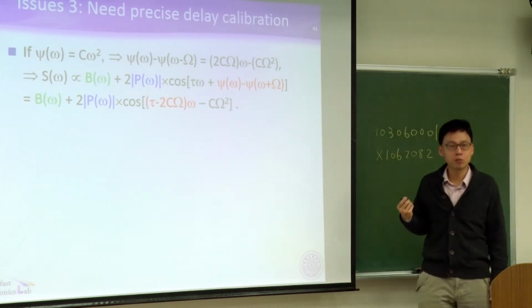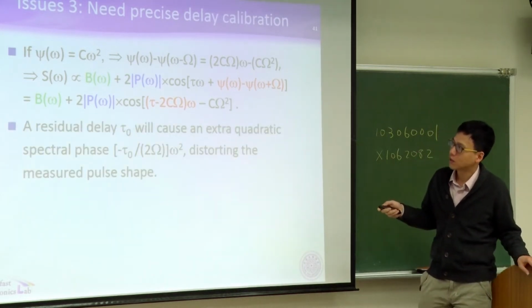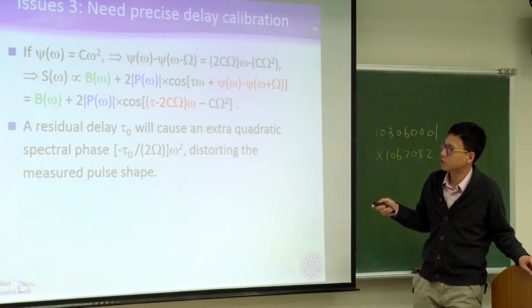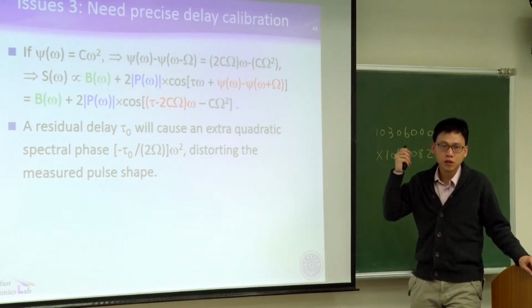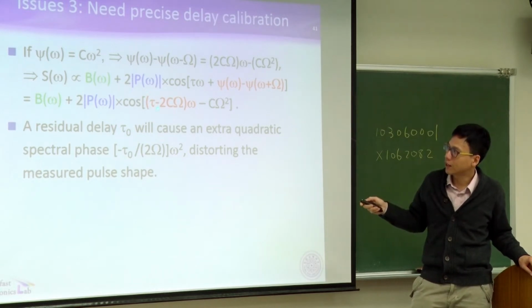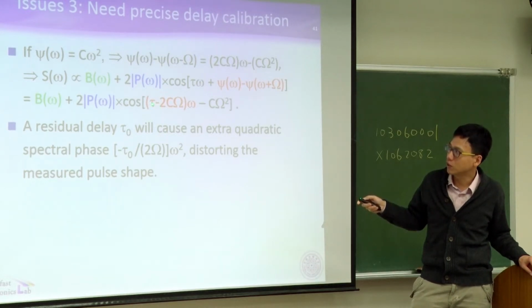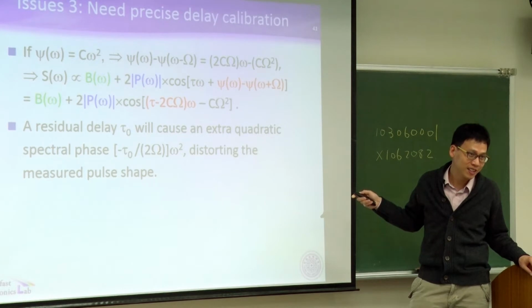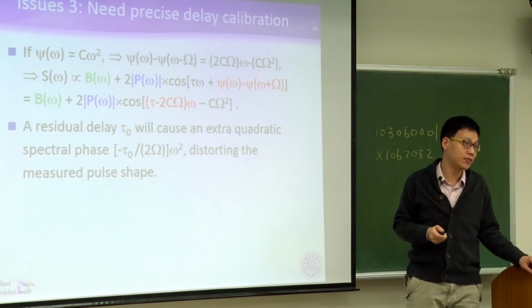And what does this formula mean? It means a residual delay tau 0. Okay, tau is here. Ideally, we need to calibrate the delay tau in your setup and then make it 0 during data processing. If this term is truly 0, you get cosine of minus 2c big omega times small omega only. And your retrieval is supposed to give you an accurate chirp parameter c.